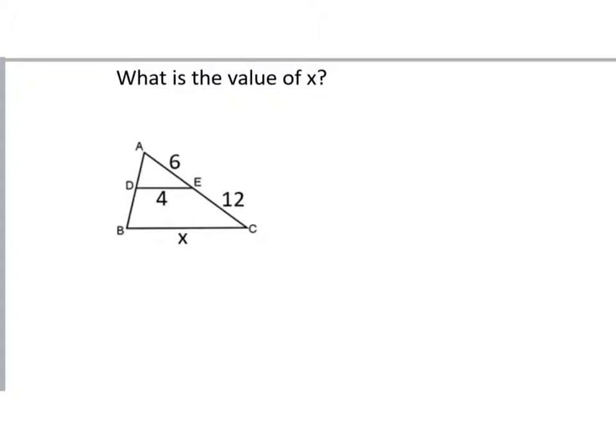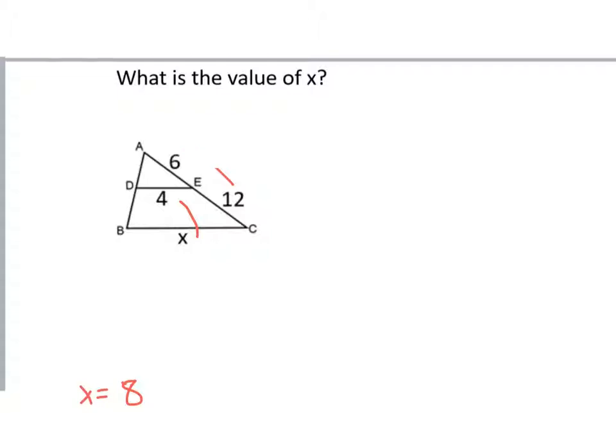All right, what is the value of x? You will see a problem like this on the test. You have to be careful because it's real tempting to say, oh, 6 to 4 and 12 to x, or 6 to 12 and 4 to x, and say, okay, this is half of 12, so that means 4 is going to be, so x is going to be 8. But let's see if that's really the case, because we need to think of this as two separate triangles.